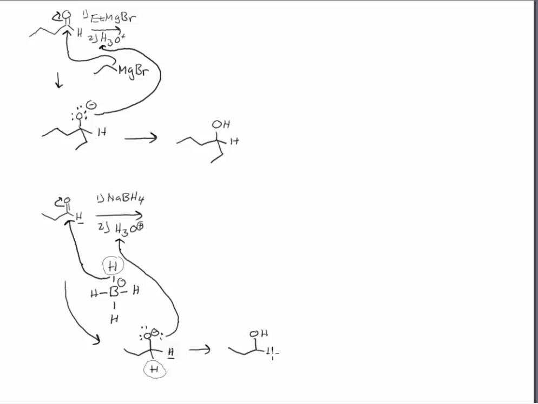So by using hydride reduction, we can turn an aldehyde into a primary alcohol. By using Grignard addition, we can turn an aldehyde into a secondary alcohol.